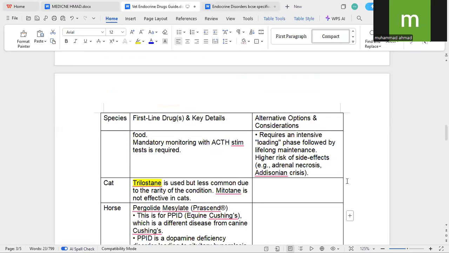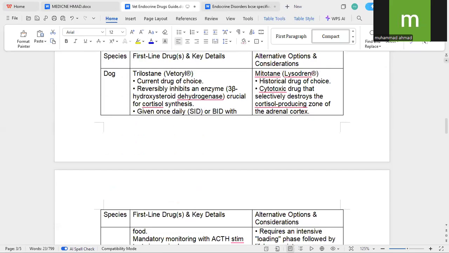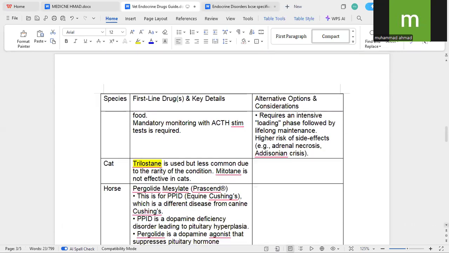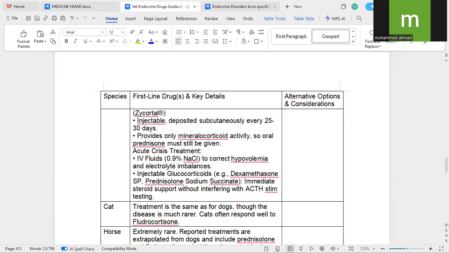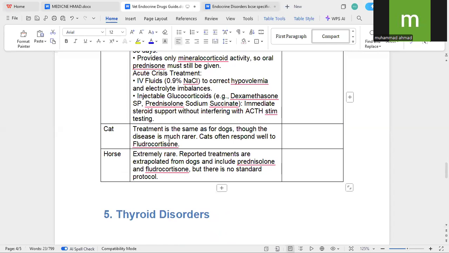So here are some questions. Hypoadenocorticism, Addison's disease. In dog, we use glucocorticoid replacement. Of course, there is no cortisol and aldosterone, and fludrocortisone. And in cat, this treatment is the same as for dog. In horses, it is extremely rare.